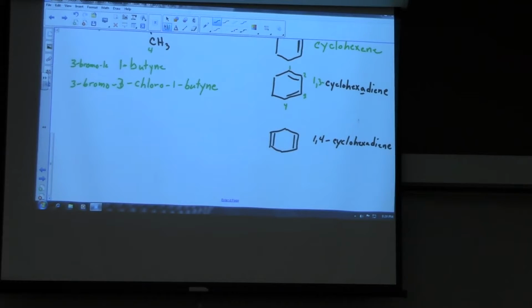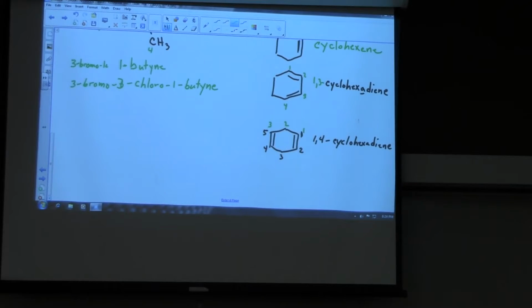So are we feeling comfortable with these naming schemes? If anybody does not, now's the time to say it. I just don't understand why it's 4. Because when you start at the beginning. Okay, that's a good question. Why don't we count like this? Because we have to count in a way that includes the double bonds.